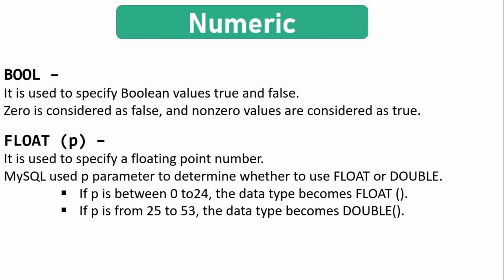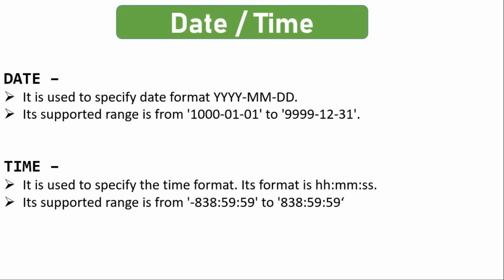Now let's see some data types for date and time. The first data type is date. With the help of this data type, we can store the date in year, month and day format. Its supported range is from 1 January 1000 to 31 December 9999. And to store time, we have the time data type, and its format is hour, minute, second. And here you can check out its supported range.